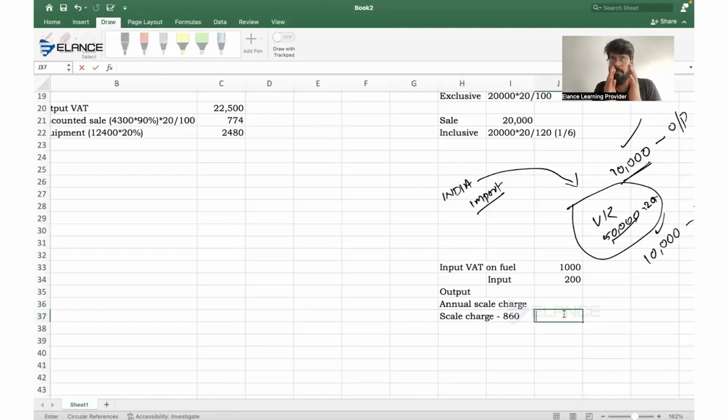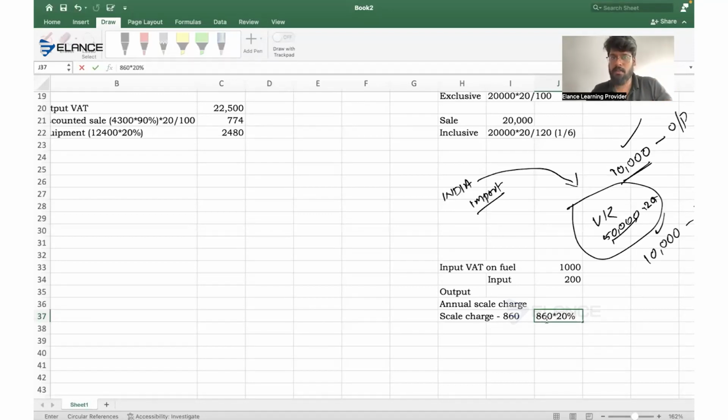So I should find the VAT based on the scale charge. You cannot directly take the scale charge as output VAT. The scale charge will be given in the question, but you cannot take it directly as output VAT. Find the VAT on the basis of that scale charge. Here I'm given a scale charge of 860, so I should find the output VAT on the basis of this 860. So my output VAT will be 860 into 20%.